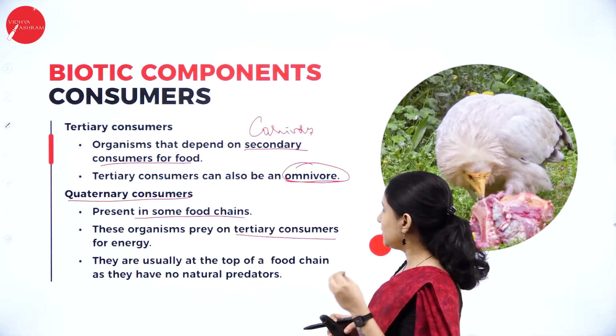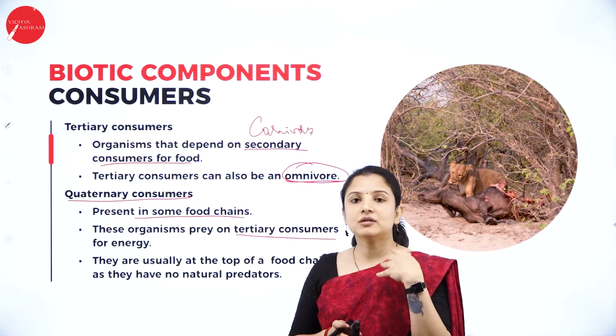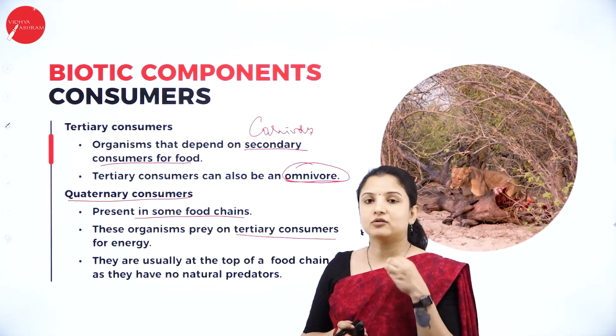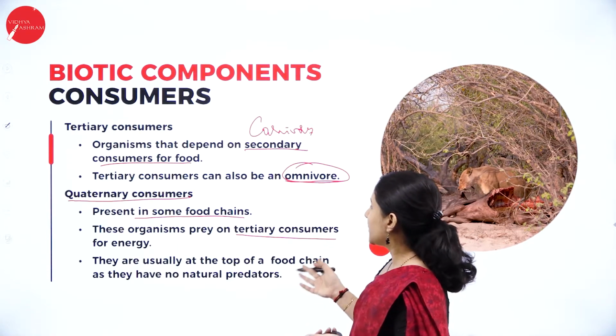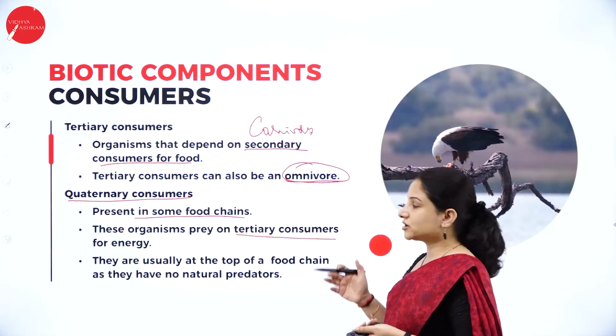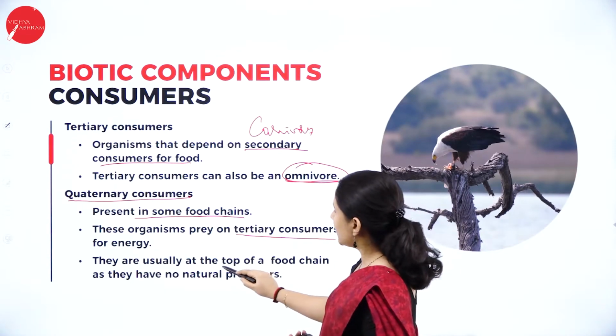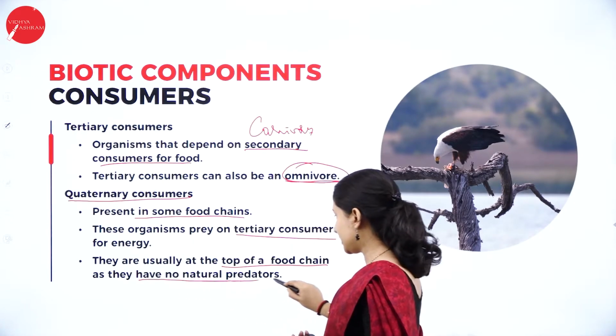Say, for example, we have vultures. Vultures feed on the dead organisms that are there. Vultures can be put under the quaternary consumers. So these organisms prey on tertiary consumers for energy. That is, they prey on the omnivorous for energy, and they are usually at the top of the food chain and have no natural predators.